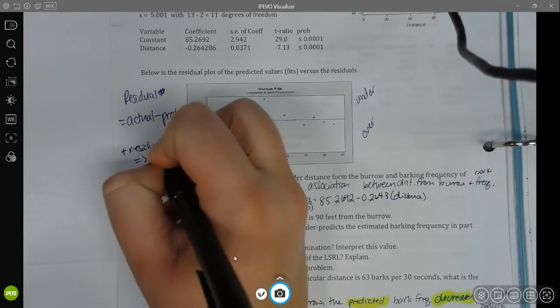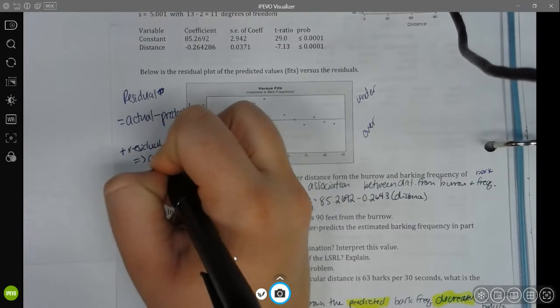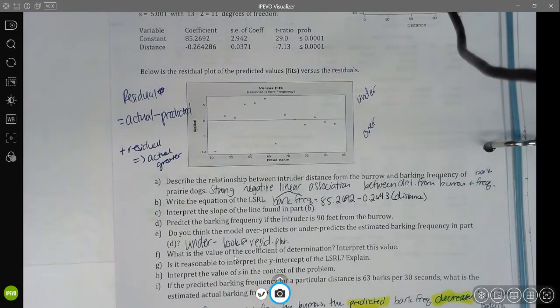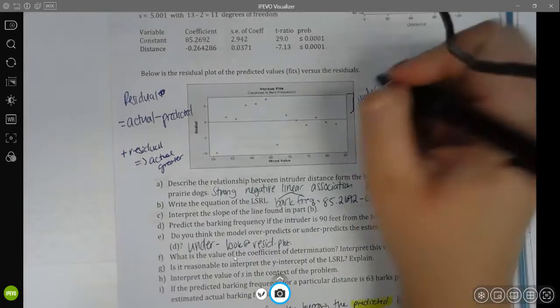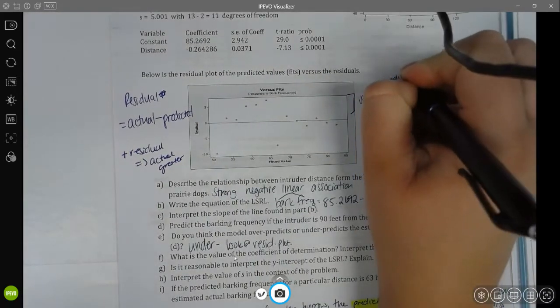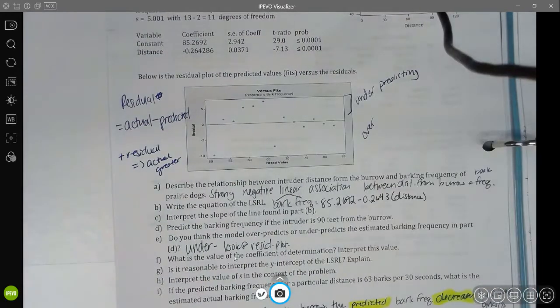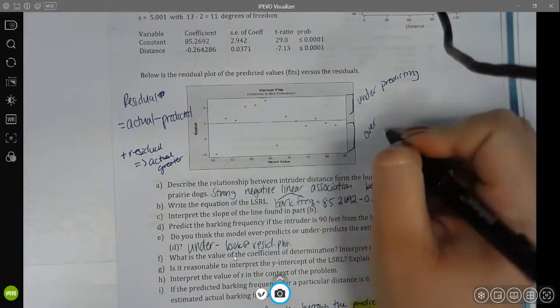So if the residual is equal to the actual minus the predicted, a positive residual tells me that the actual was greater, which means that my least squares regression line is under predicting because the actual value was larger than what I predicted it to be. So our line is under predicting for any value that's up here. And I did write under predicting. And it is over predicting anybody that's down here.